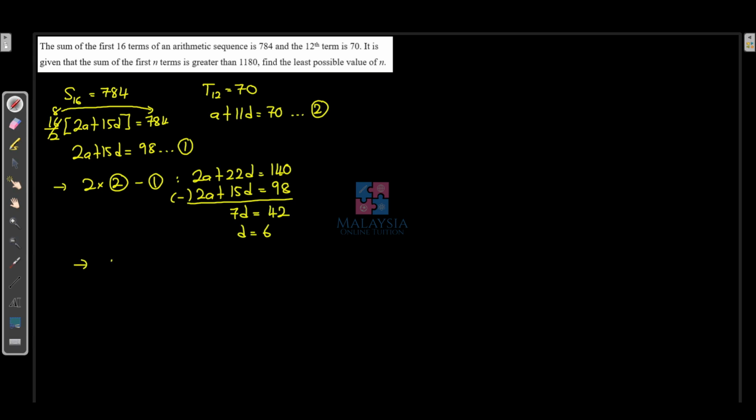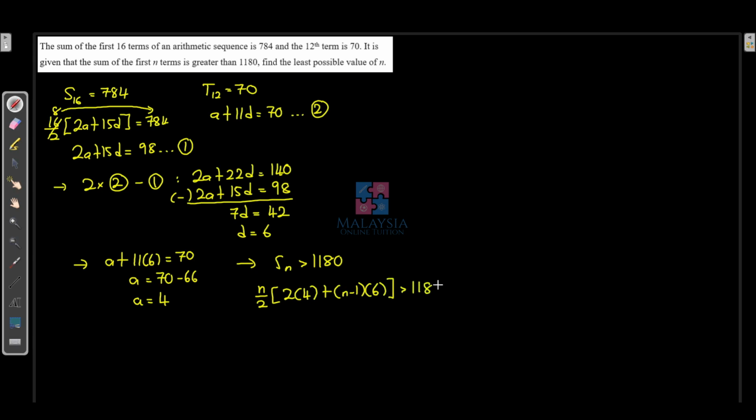So finding the first term, so a plus 11 times 6, which is equal to 70. So 66, 70 minus 66, that is 4. So the first term is 4. So they said it is given that the sum of the first n terms is greater than 1180. So we can write Sn greater than 1180. So now we apply the same formula for the sum of the first n terms, n over 2. But this time we have the a and d. So 2a, that means 2 times 4. Then plus n minus 1 times the d, which is 6. Greater than 1180. So what do we do next?